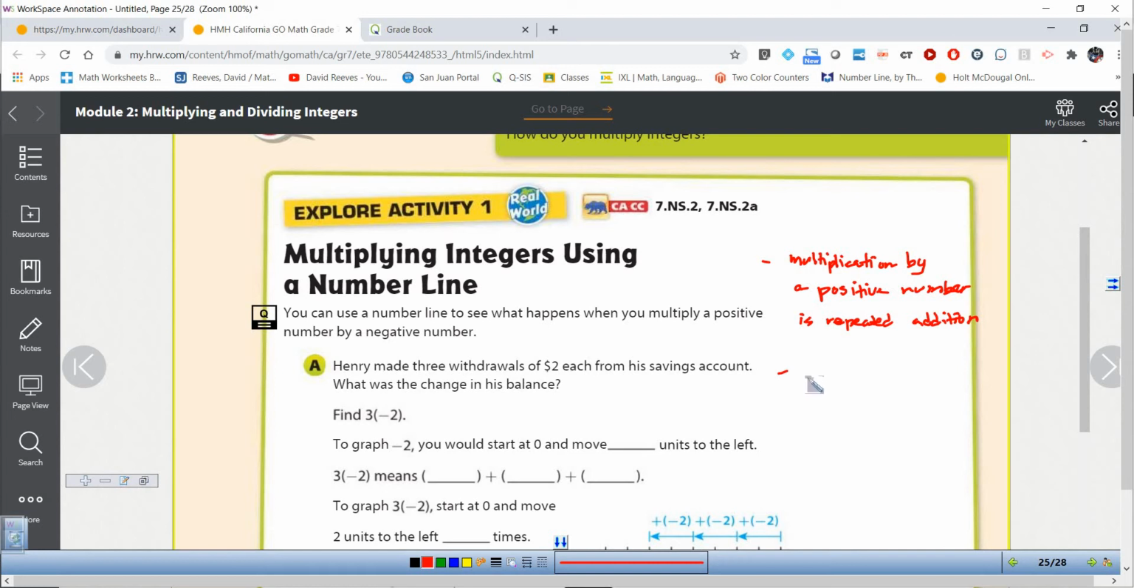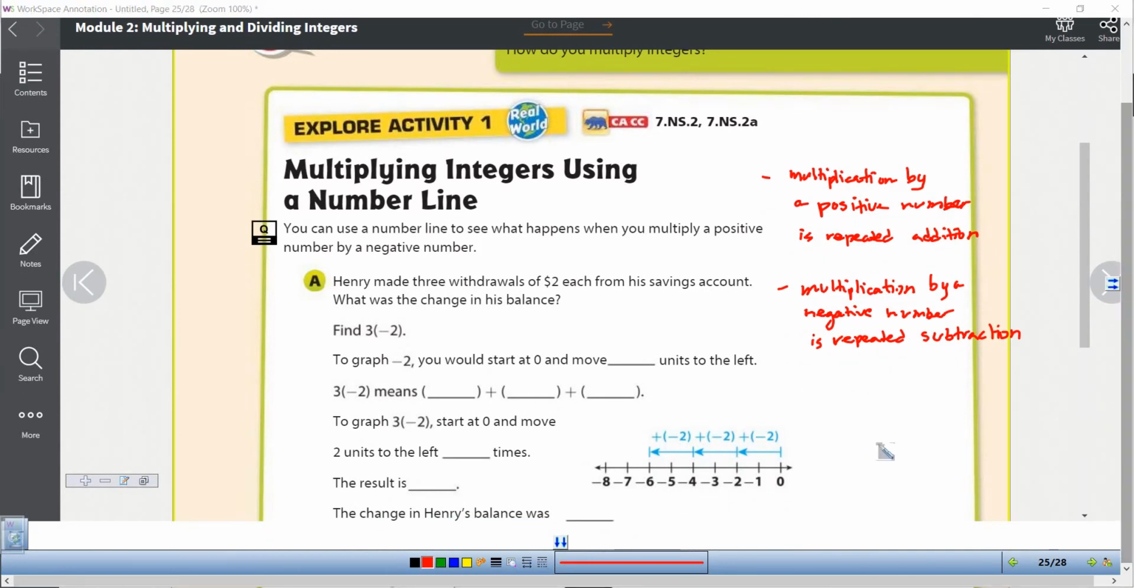And multiplication by a negative number is repeated subtraction. It is that second fact that allows us to show how to do a negative times a negative. There are 4 rules that we need to know.